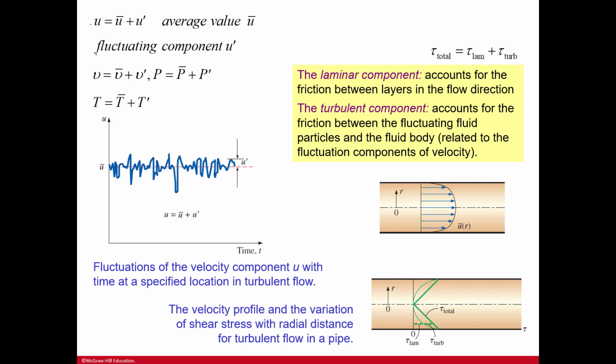Here are additional formulas as well. Fluctuations of velocity component u with time at a specified location in turbulent flow. The laminar component accounts for the friction between layers in the flow direction. So this is for the friction between those layers. And then the turbulent component accounts for the friction between the fluctuating fluid particles in the fluid body. So you get both components to account for the friction depending on the flow. And then you see you have total is equal to the laminar plus the turbulent.